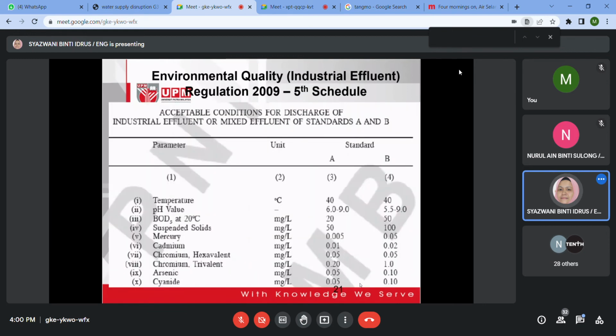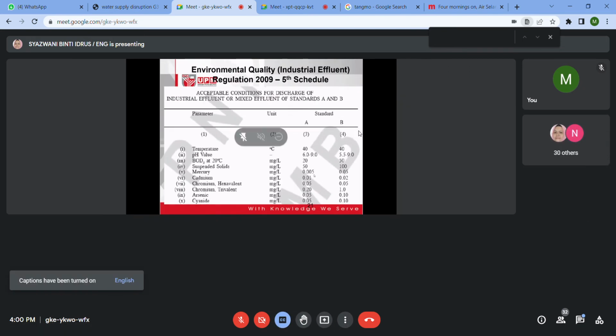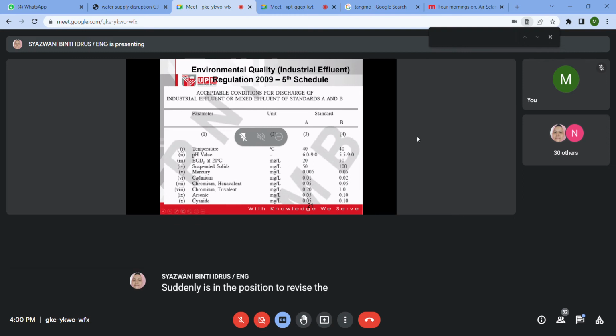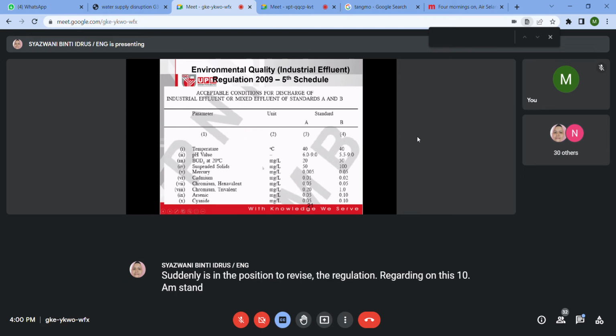Soon you are going to see additional parameters taken into consideration, and you are going to see an increment in the allowable limits here, because the Department of Environment is in the position to revise the regulation regarding standard A and standard B. Alright, comparing standard A and standard B, a very quick revision.